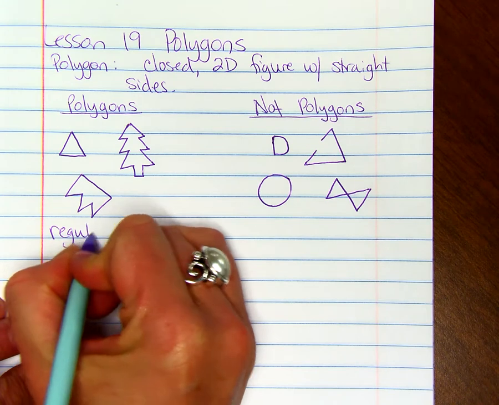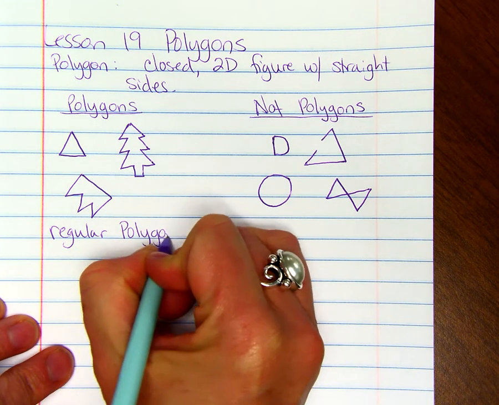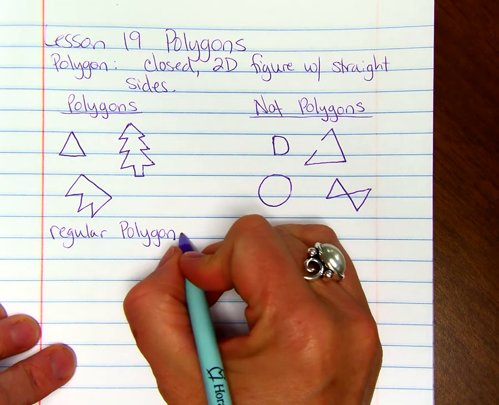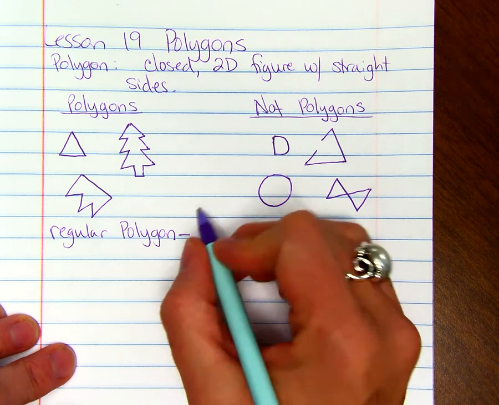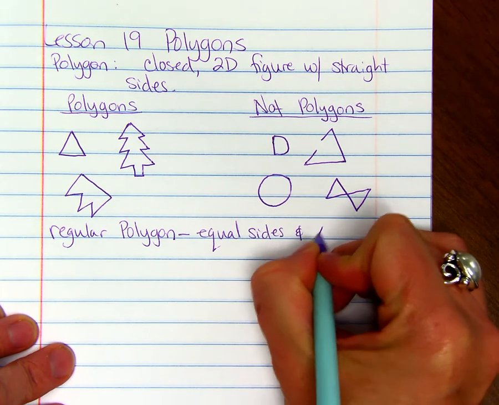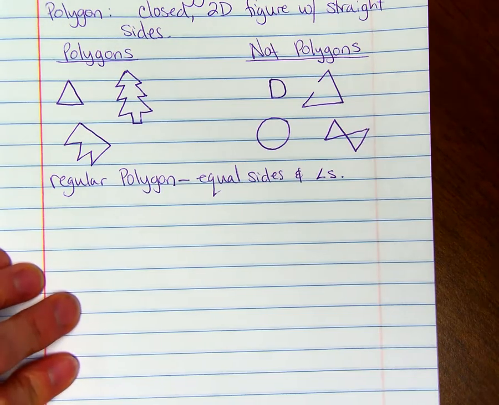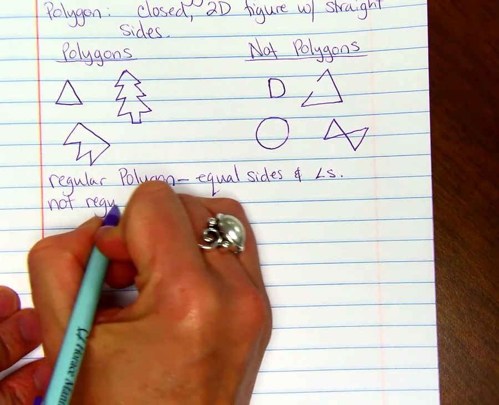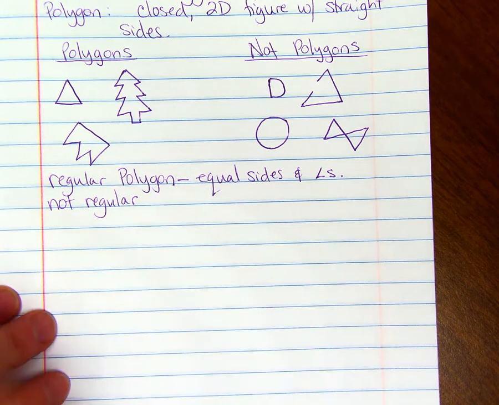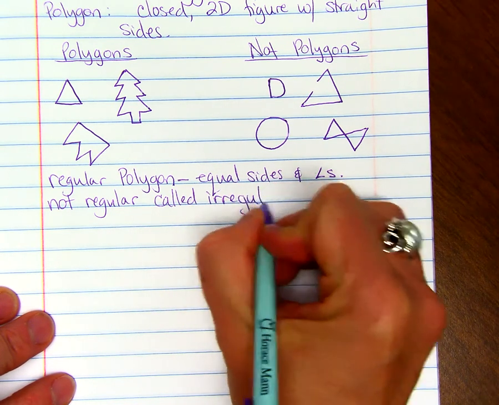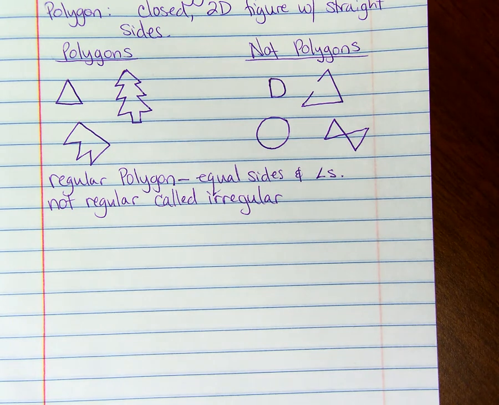Now a regular polygon, we call them regular if all the sides have the same length and all the angles have the same measure. So we're going to write equal sides and angles. So that's called regular. If you have a polygon that's not regular, we call that irregular. So you'll have lots of questions that say, is this polygon regular or irregular?